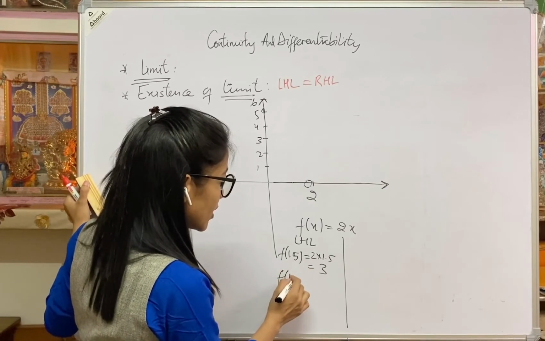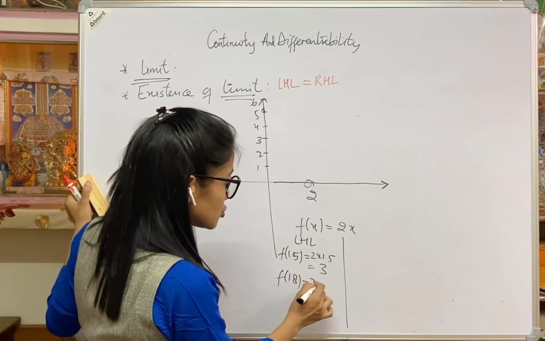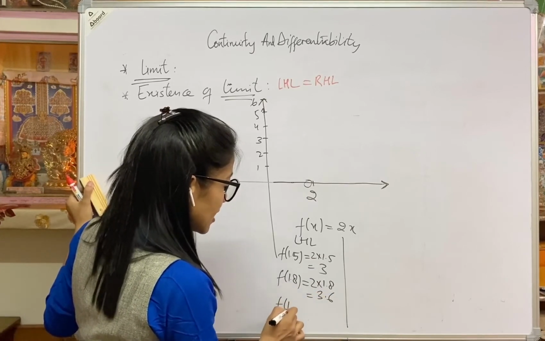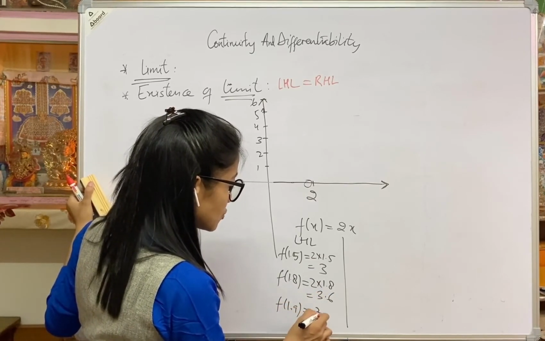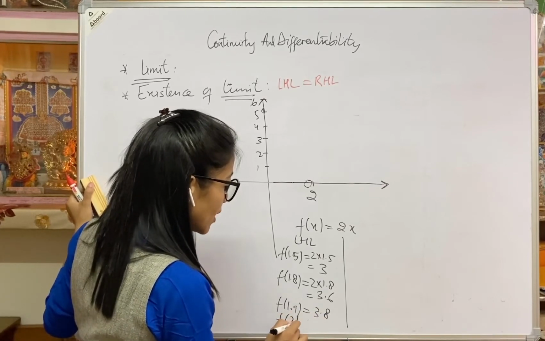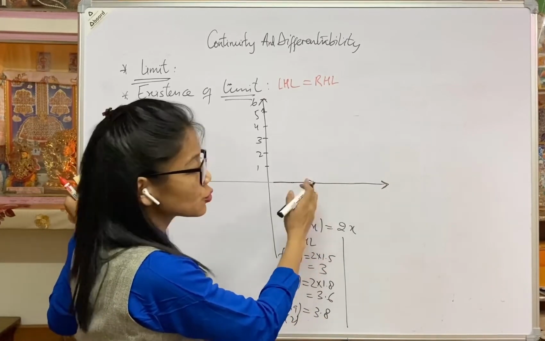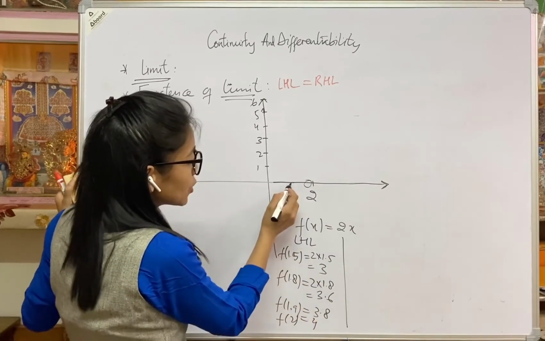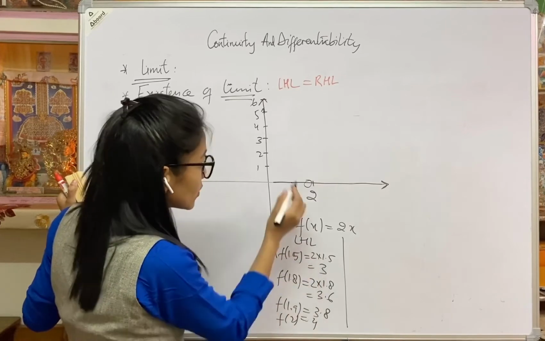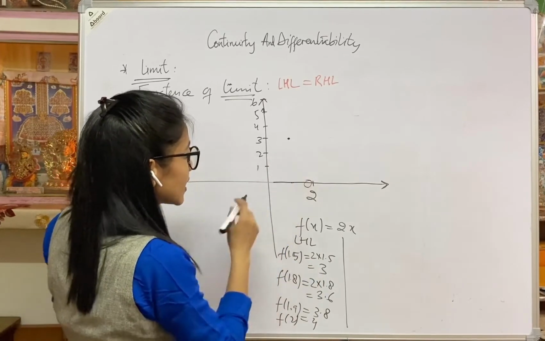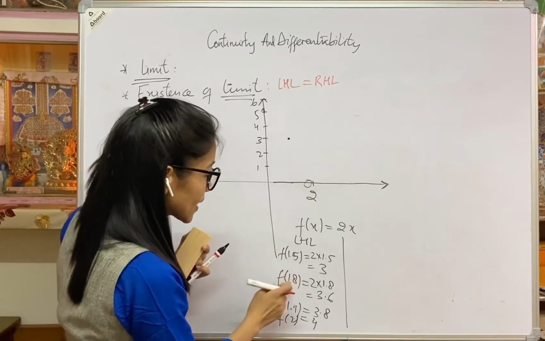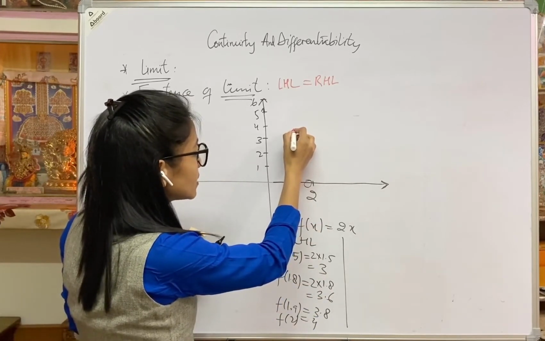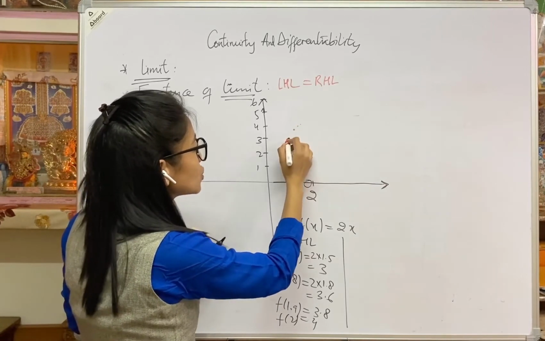Then I'll take 1.8, which gives 2 into 1.8, so that is 3.6. And then I'll take f of 1.9, that is equal to 3.8. And at most you can go up to 2, not beyond that. So f of 2 is 4. So I can see when I take 1.5, I get the value 3. Then when I take x equal to 1.8, I get 3.6 somewhere here, and then somewhere here.